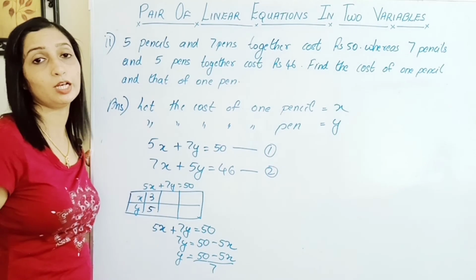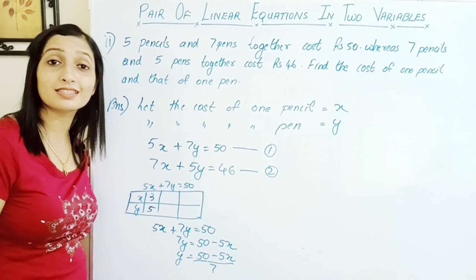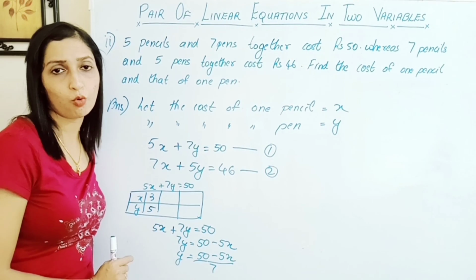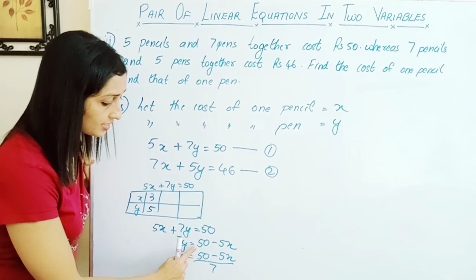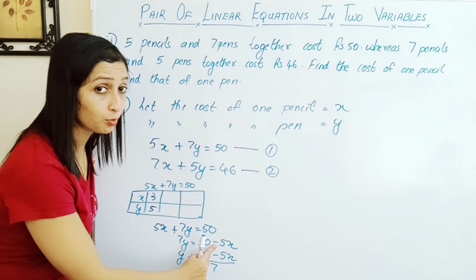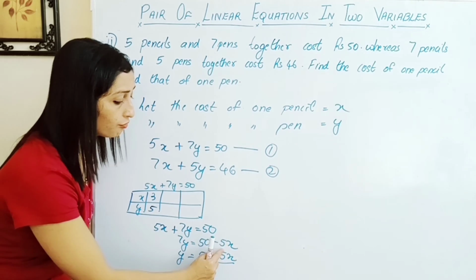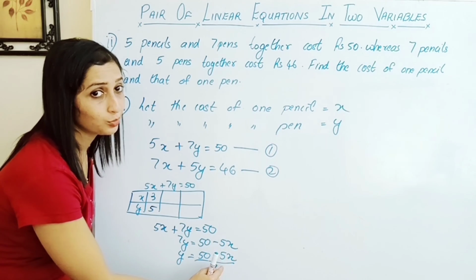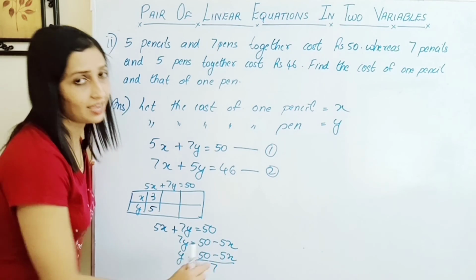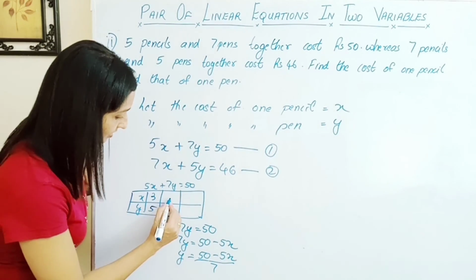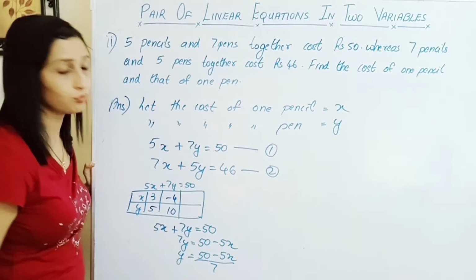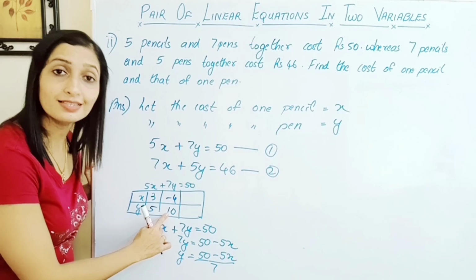Now what is the next value which you can take for x? I can take x as minus 4. Then what do I get y as? 50 minus 5 into minus 4, that is 50 plus 20, by 7. So what is that? That is 10. When I take minus 4, I get the value of y as 10.